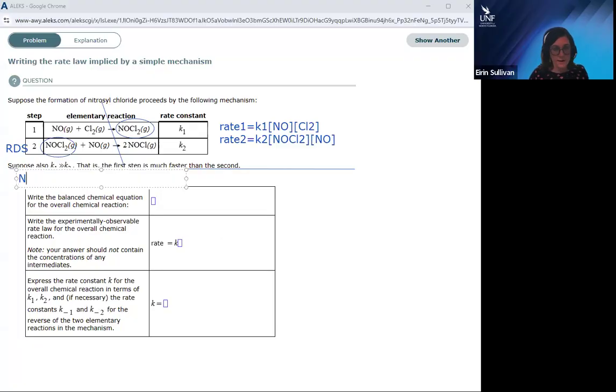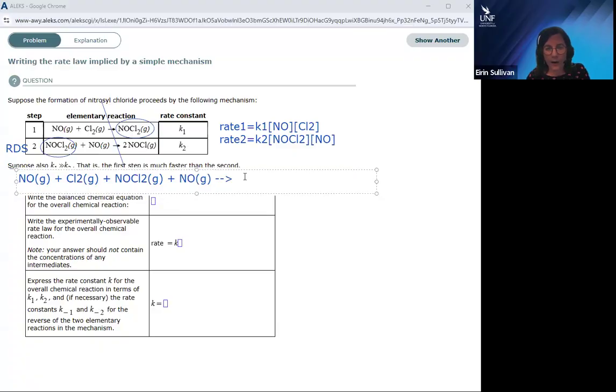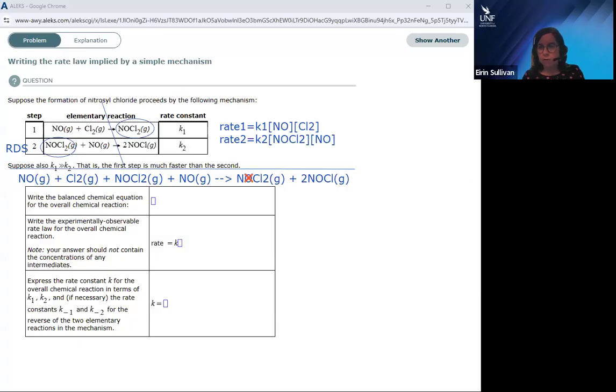So I'm going to go ahead and type out all the things that are on the left-hand side. So from step 1, that's nitrogen monoxide and chlorine. And then from step 2 is our intermediate NOCl2 gas, and then plus another NO gas. And then on the right-hand side, from step 1, our products are going to be our intermediate again, NOCl2, and then from step 2, we have 2 nitrosyl chloride, NOCl gas. So we can see that our intermediate will cancel out, and we can also gather like terms.